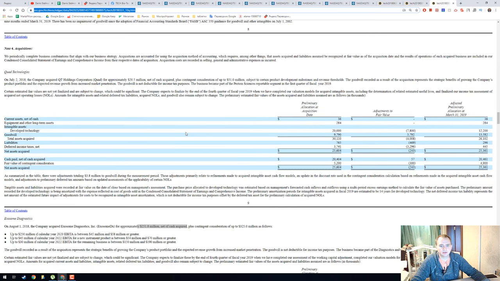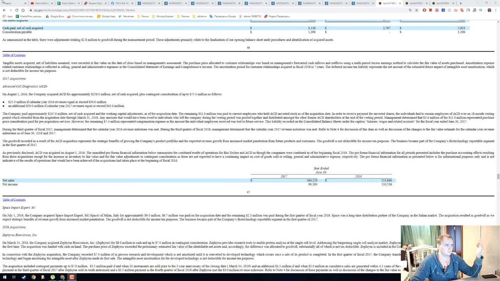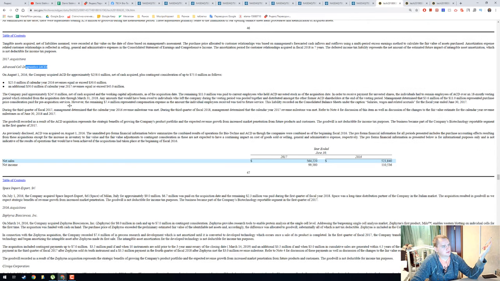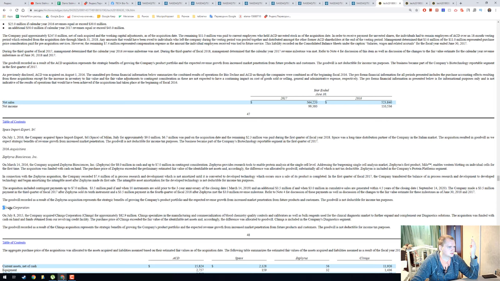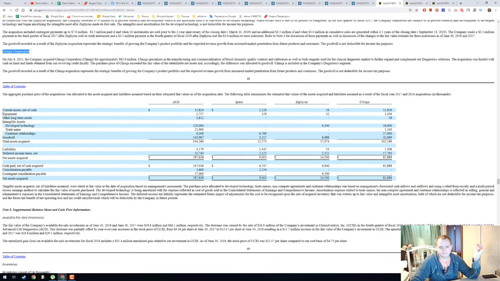And the last thing that I would like to talk about is that they are always buying new companies, and the last one was really huge, $250 million. It is Exosome Diagnostics, and they bought lots of other companies like Quad Technologies, Advanced Cell Diagnostics, Spare import export, Zenfirus Biosciences, Clinica Corporation, and others.